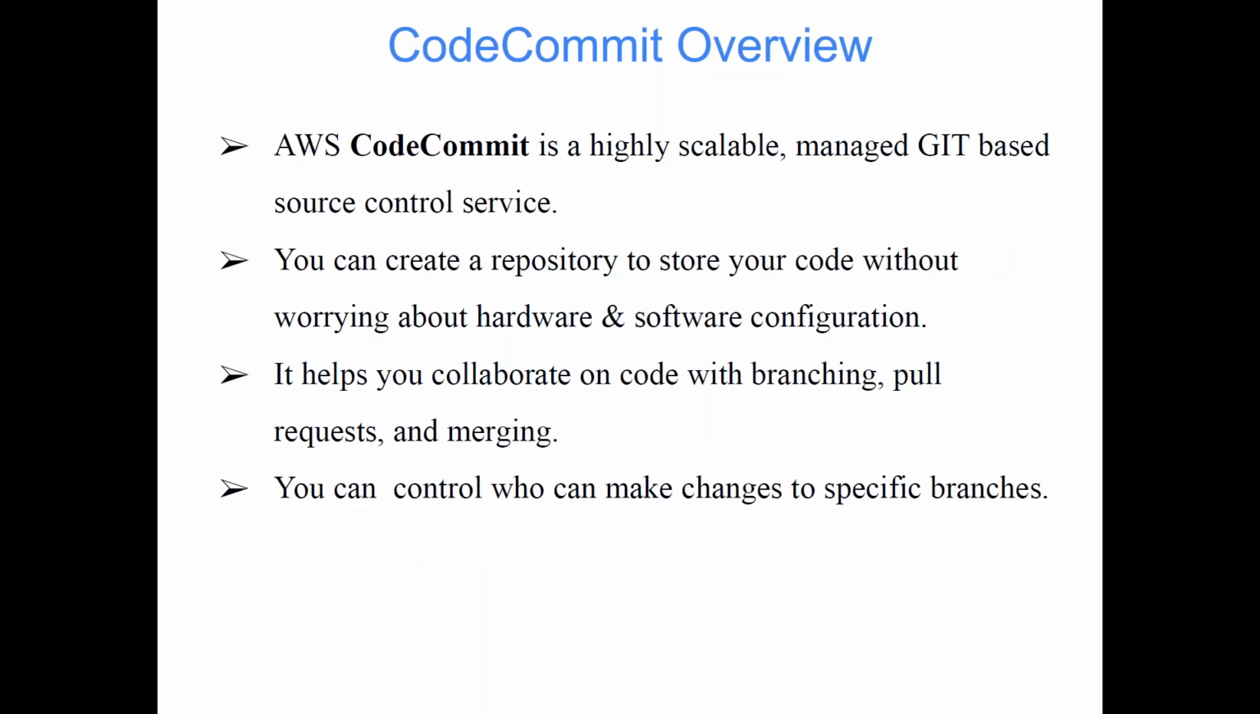So code commit is a highly scalable and managed Git based source control service. Why am I saying it's Git based? Because whatever concepts are there in Git, like creating a repository, you can create a branch, you can commit some code, you can create a pull request, and all the Git commands, git clone, git commit, git push, git add, you can execute here as well. The only difference is that Git is managed by an altogether different organization and code commit is an AWS service. But the concept is the same.